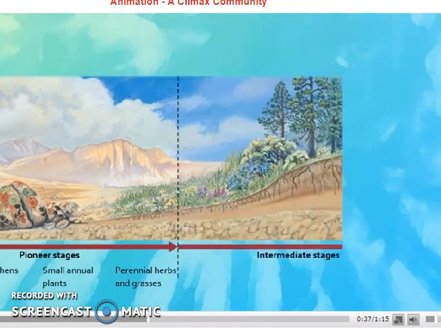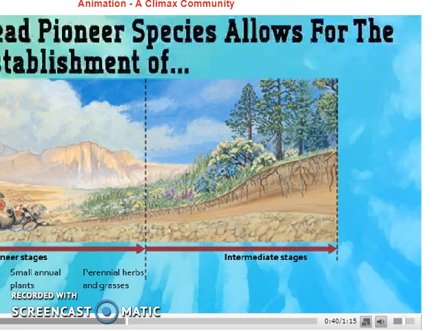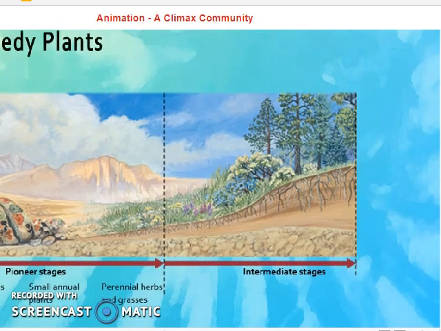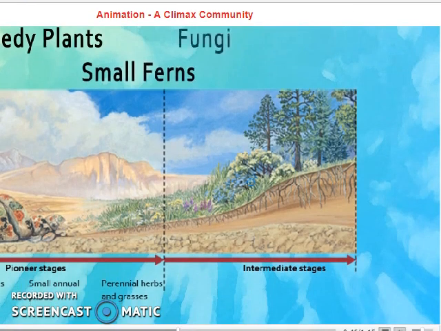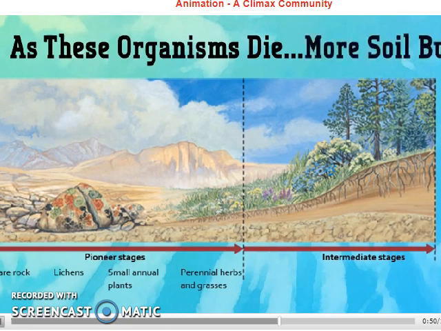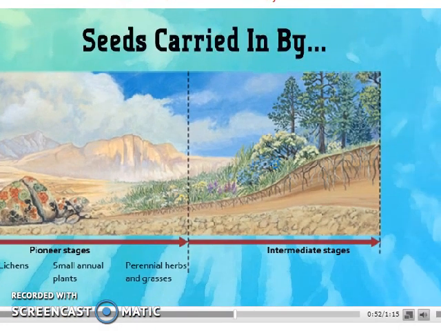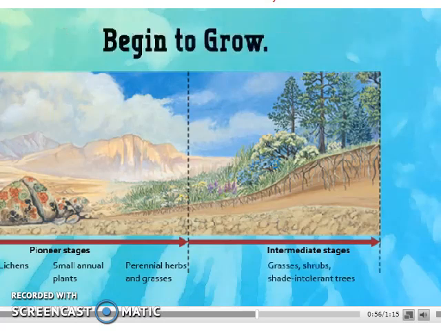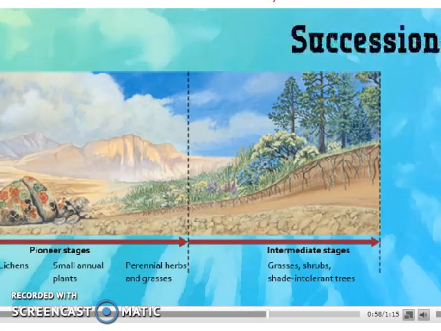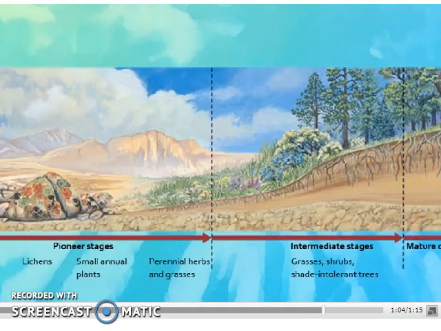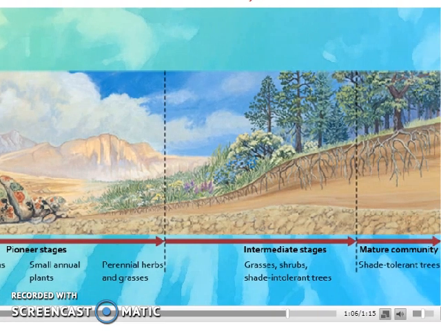In a secondary succession, new soil formed from dead pioneer species allows for the establishment of small weedy plants, small ferns, fungi, and insects. As these organisms die, more soil builds. Seeds carried into the area by water, wind, or animals begin to grow. After some time, succession slows down, and the community reaches equilibrium. This stable, mature community is called a climax community.